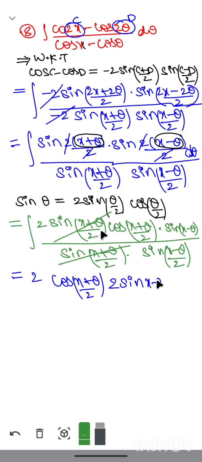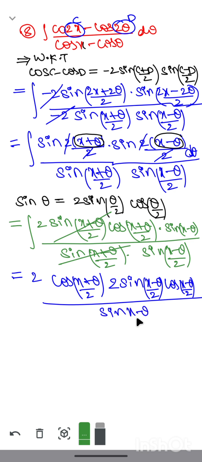Here theta is x minus theta by 2 into cos theta by 2, cos of x minus theta divided by 2, whole divided by the same denominator. What is the denominator? We are left with only sine of x minus theta by 2. The integration sign with respect to theta will remain the same. Now see, from the numerator and denominator what we can cancel? Sine of x minus theta by 2 and sine of x minus theta by 2. These two are the same, so I have cancelled both.